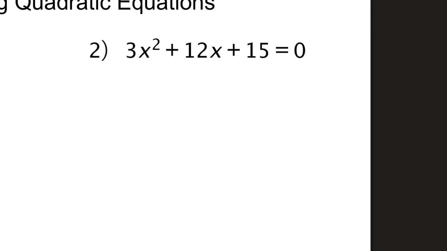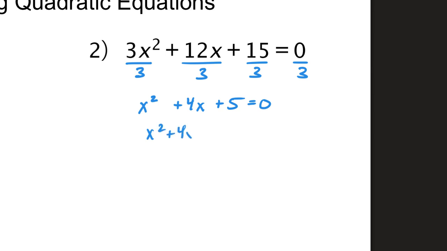So in this problem, I'm going to solve by completing the square. But before I do that, I have to get rid of this 3 that's in front of the x squared. It'll make my life easier. So I'll divide everything by 3, and I'll change the problem. It will become x squared plus 4x plus 5 equals 0. I'm going to move my 5 to the other side.